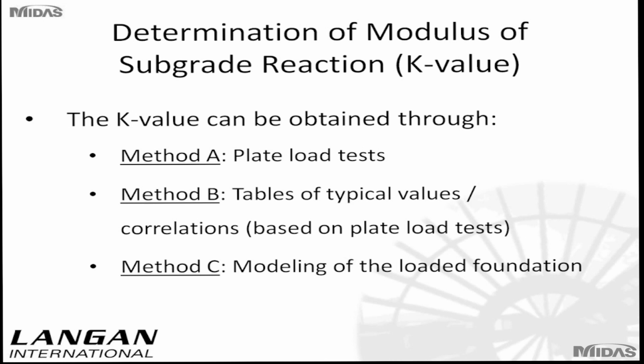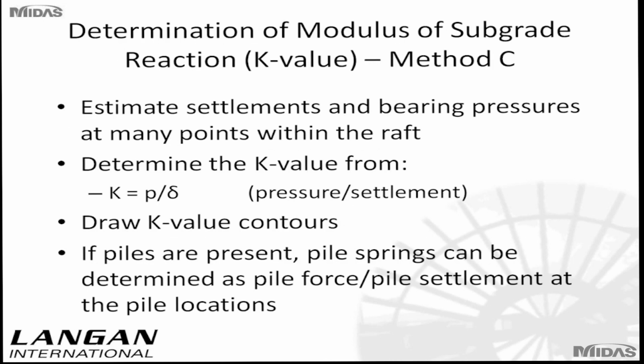The more appropriate method is method C, where you would model the loaded foundation, probably with finite elements. Now, for method C, how you would do that, the geotechnical engineer would estimate the settlements and the bearing pressures at many points within the raft, and then determine many K values based on the pressure over settlement results, and draw contours of the K values and determine accordingly what kind of zones to assign and what kind of K values to assign to those zones.